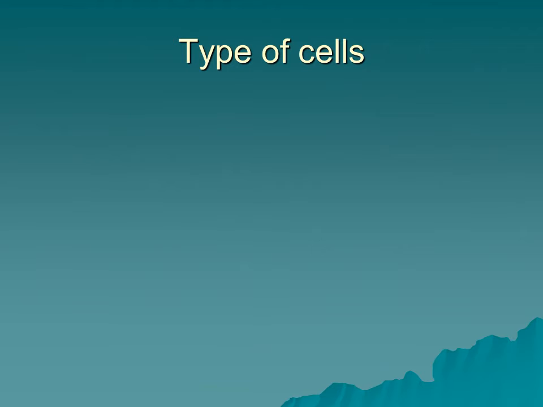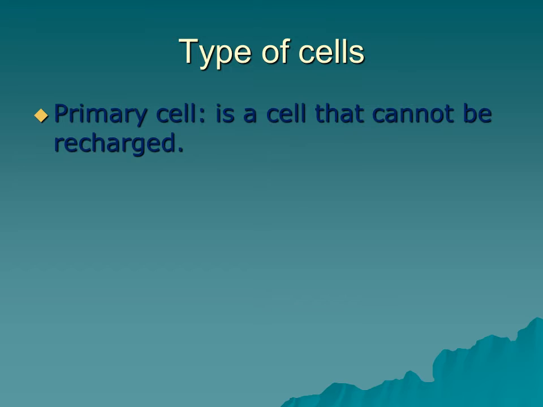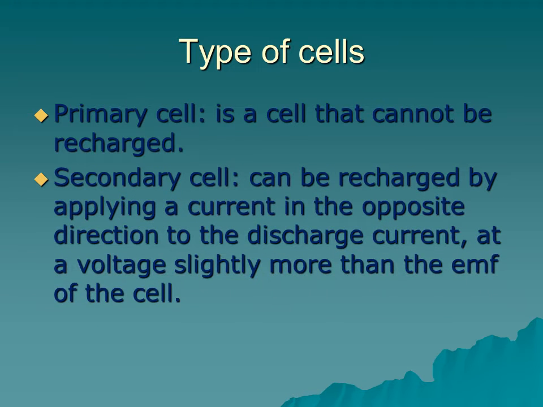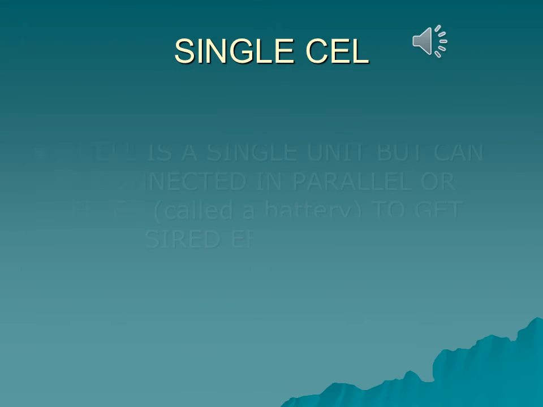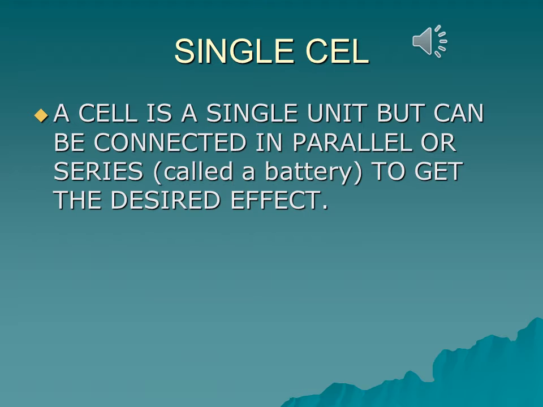Let's have a further look at the different types of cells. First of all, the primary cell. That is a cell that cannot be recharged. A secondary cell can be recharged by applying a current in the opposite direction to the discharge current at a voltage slightly more than the EMF of the cell. The single cell. A cell is a single unit but can be connected in parallel or series, called a battery, to get the desired effect.